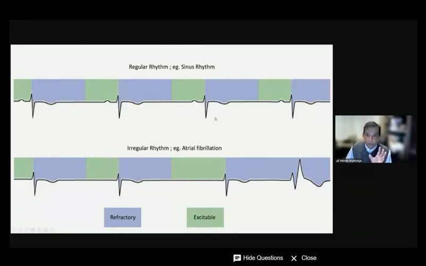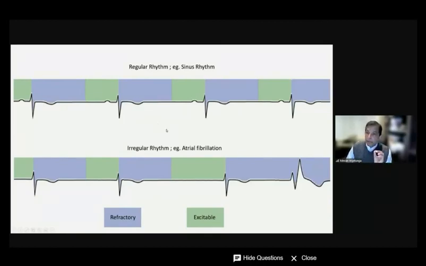Once you have a PQRS, after the QRS there is the so-called refractory period. Then after the refractory period is over, you get the excitable period. Refractory, excitable, and this happens in a regular manner if your heart is beating regularly. The heart depolarizes, repolarizes, and is ready to accept the next beat, then depolarizes again, then you're refractory, then you're ready, and refractory again, then ready like that. The purple and green shaded areas represent the refractory and excitable time periods.